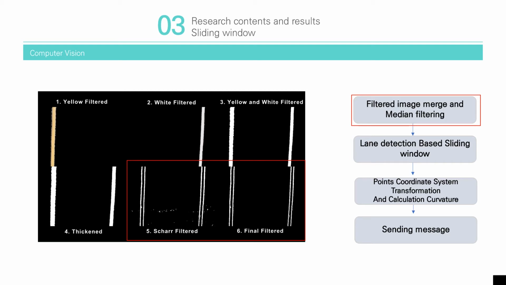And then we merge the two filtered images with bitwise AND. Lastly, the remaining salt and pepper noise is removed by 5x5 median filtering.